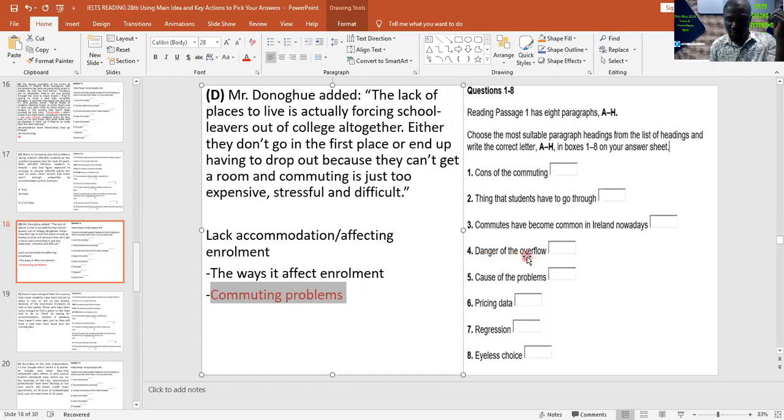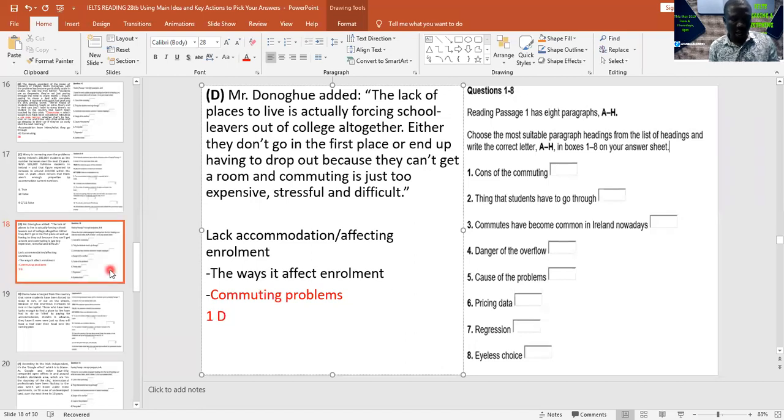Danger of overflow has been picked. Commute has become common, that has been picked. Students go through causes of the problem? They do not say causes of the problem here. Pricing data, no. Regression, IELTS choice, no. So possibly the answer to D is 1. So 1 is D.